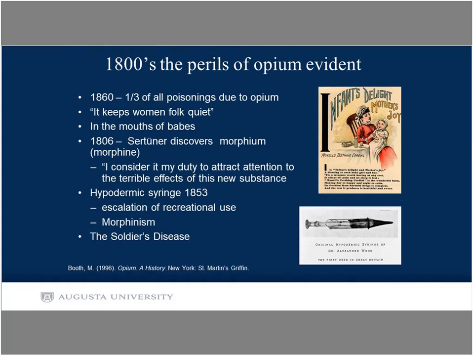Those became more evident in the late 1800s. In 1860, one-third of all poisonings were due to opium. In 1806, opium was manufactured into morphine. The hypodermic syringe in 1853 really escalated the recreational use of morphine, and a disease emerged, referred to either as morphinism or the soldier's disease. Essentially, it was addiction. That was the term that it was given at the time.